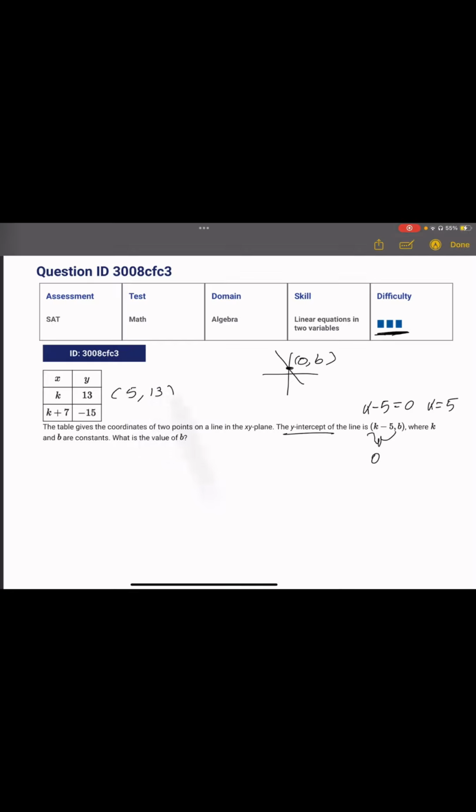So we have (5, 13), plugging in the k, and then 5 plus 7, which is 12, and then minus 15. So these are our two values. And then if it's asking for b, we know, let's write our linear equation.